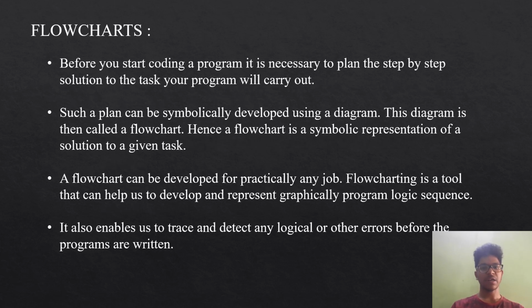Flowcharts. Before you start coding a program, it is necessary to plan a step-by-step solution to the task your program will carry out. Such a plan we can symbolically develop using a diagram. A diagram is then called a flowchart. Hence, a flowchart is a symbolic representation of the solution to a given task. A flowchart can be developed for practically any job. Flowcharting is a tool that can help us to represent graphically the programmed logic sequence. It also enables us to trace and detect any logical or other errors before the programs are written.